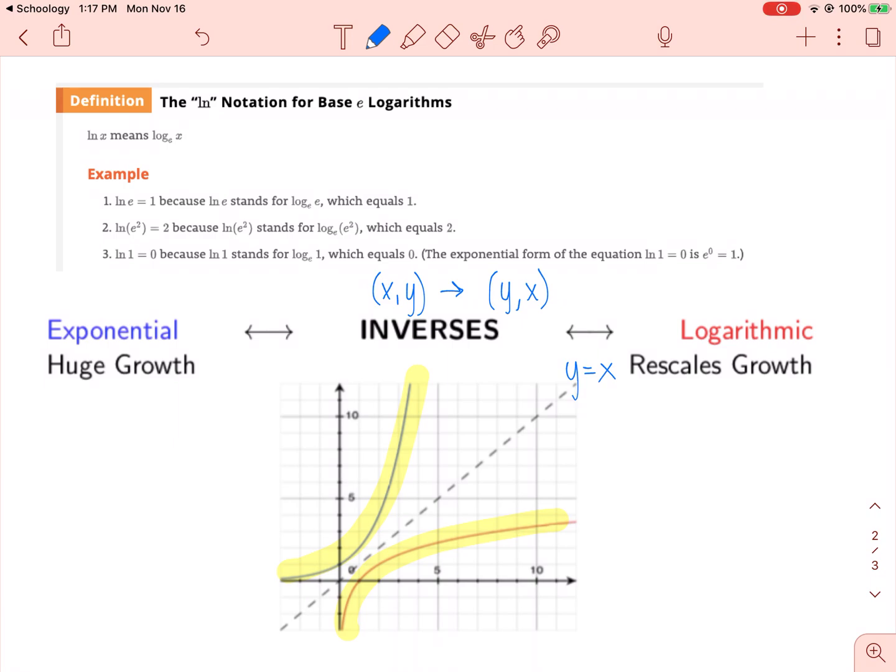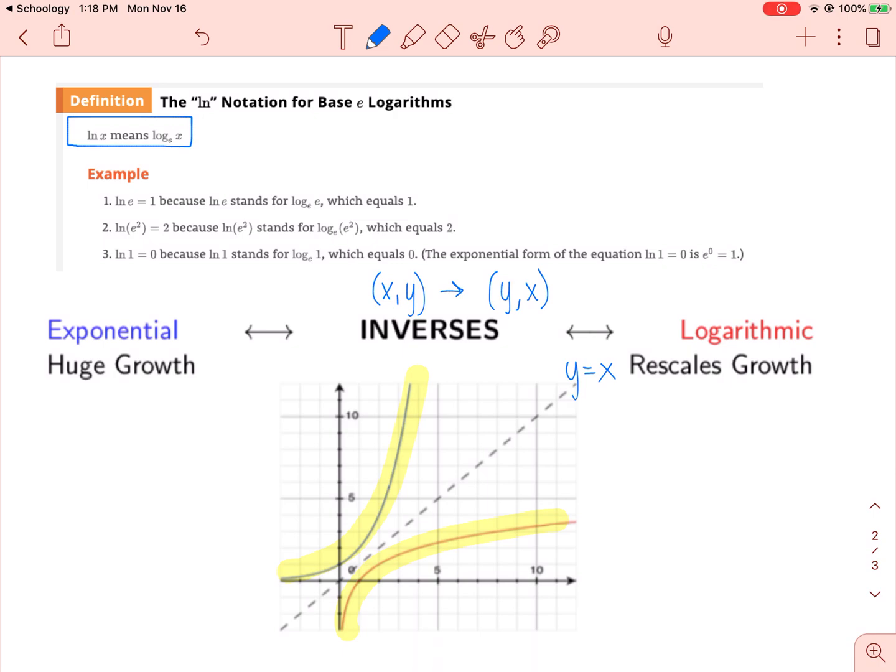So ln is notation for base e logarithms. So take a look. Ln of x really means log base e. So instead of writing log base e, you can instead write ln, and that is equivalent. Okay, ln of e equals 1 because ln of e stands for log base e of e. When you have equal argument and base, it's going to cancel to 1.